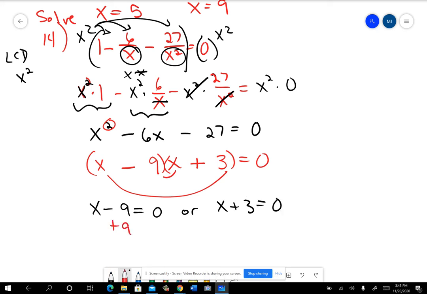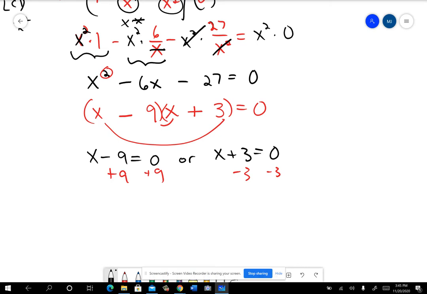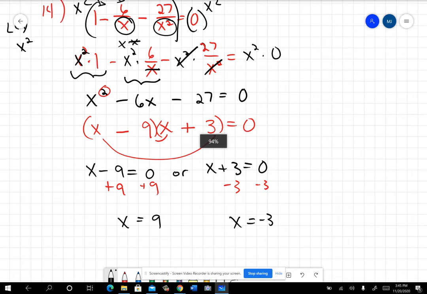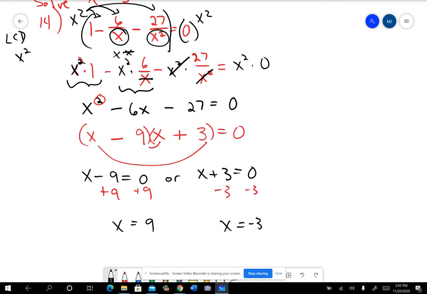I'm going to add 9. Here I'm going to subtract 3. Okay. I'm going to wind up with x equaling 9. Over here, I'm going to wind up with x equaling negative 3. Okay. All right, so seems like that's good. That's done. We've got our answers, x equals 9 or x equals negative 3.